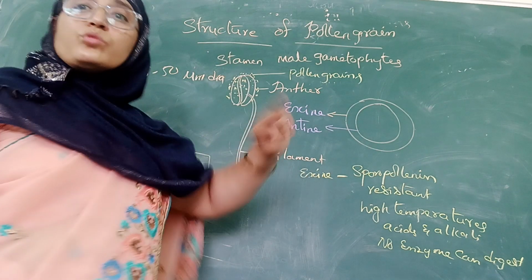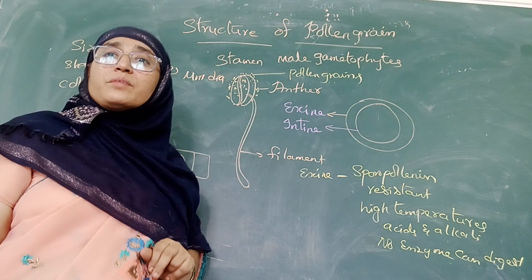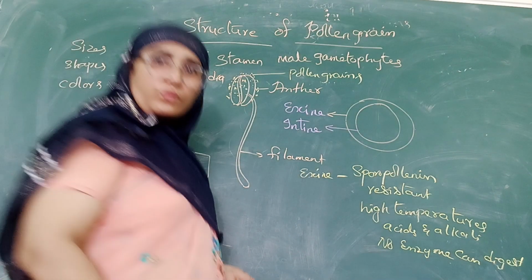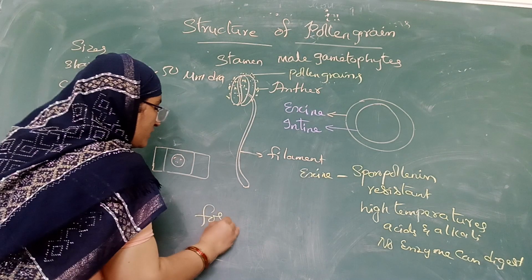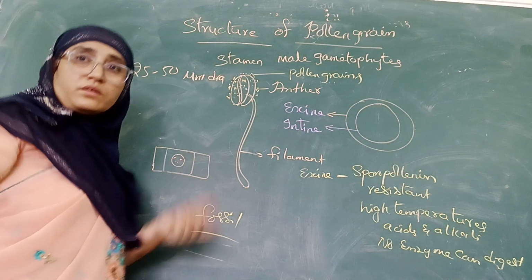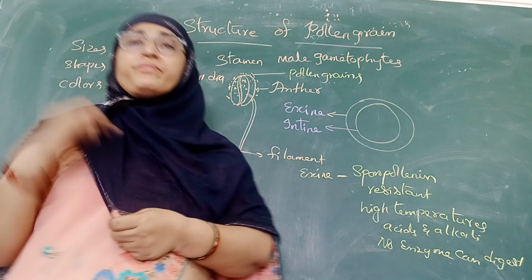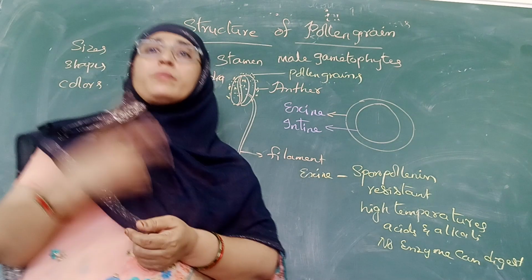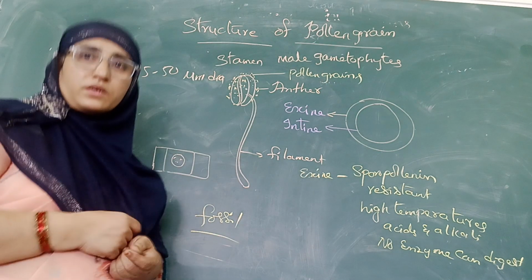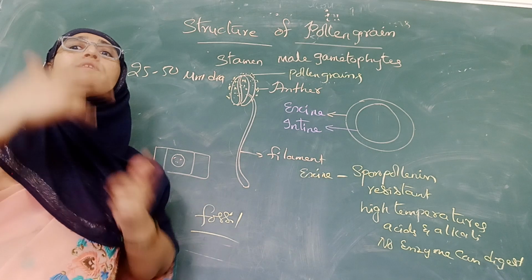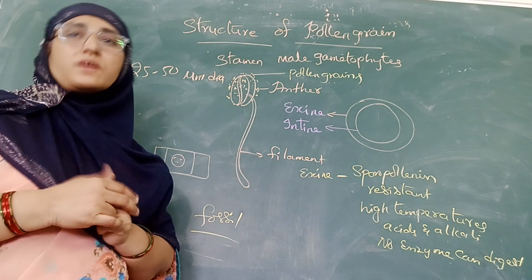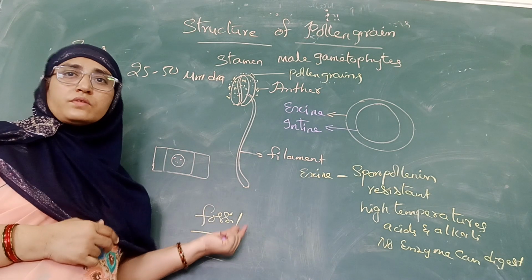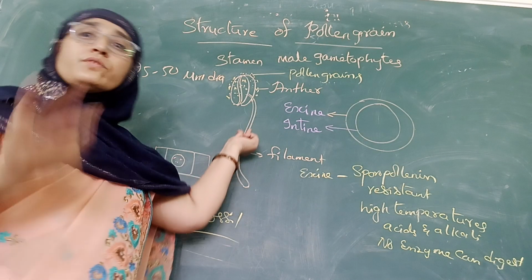means pollen grains can be stored as fossils. Do you remember what a fossil is? Fossils are nothing but the remains of ancient plants and animals, which are preserved for future studies. Such a structure is called a fossil, right? So pollen grains also can be stored.